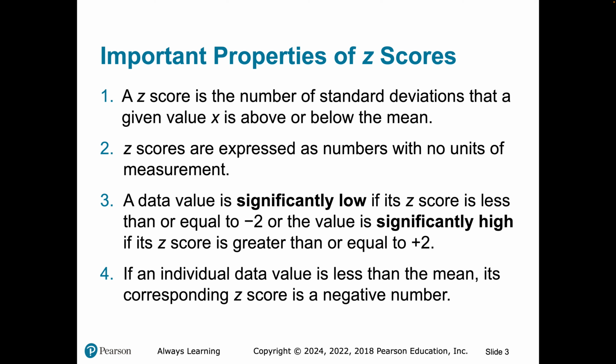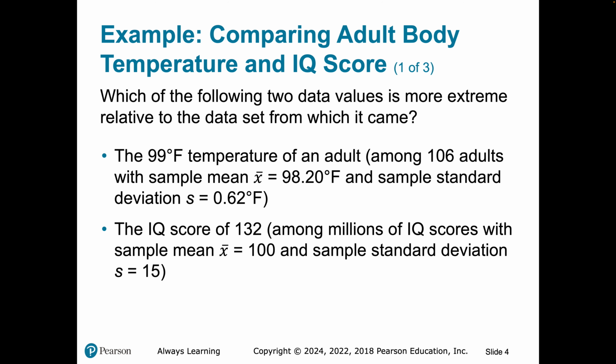We typically have these lines in the sand. I'm talking about number 3 here: a data value is significantly low if its z-score is less than or equal to -2, and significantly high if the z-score is greater than or equal to 2. Z-scores, again, are standardized units, and they have no unit of measurement.